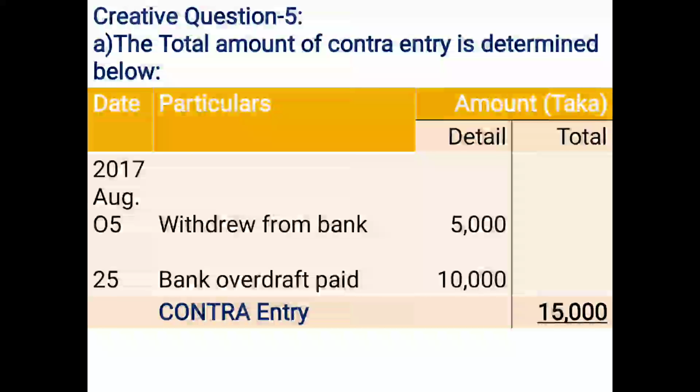The first one is August 5, withdrew from bank taka 5,000. This is the contra entry. Another one, August 25, amount of bank overdraft paid taka 10,000. Total amount of contra entry is taka 10,000 plus 5,000 is equal to taka 15,000. Dear learners, I think you have written in your accounting practice copy for requirement A for the question of 5 from your textbook.